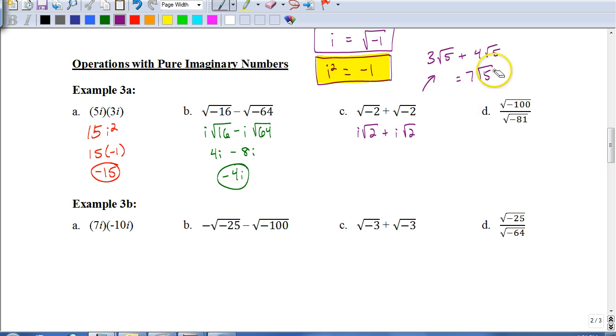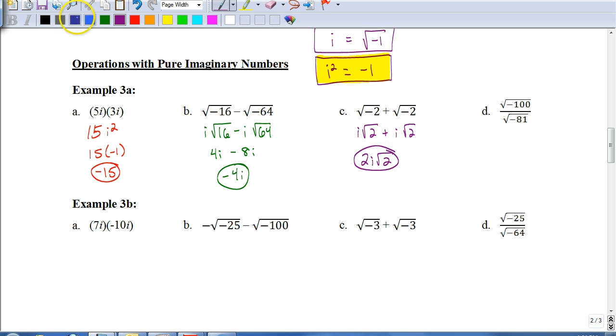Applying that concept now to this problem, i square root of 2 plus i square root of 2 means that I have 1 i square root of 2 plus another i square root of 2, giving me 2i times the square root of 2, which we could write like this. And that's your answer. There's nothing more you can do to that.